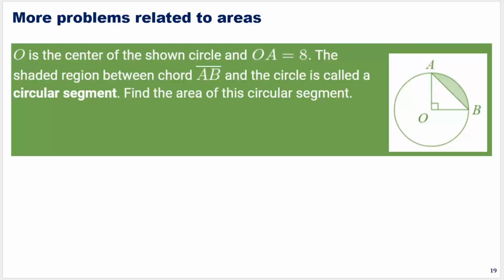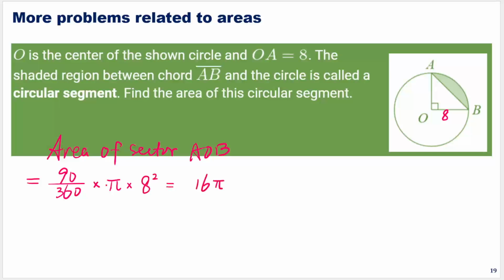All right. Yeah. Let's have a look at the solution together. So basically, you're finding the difference between the sector AOB and triangle AOB. So the area of sector AOB is, we have 90 degrees over 360 degrees times pi r squared, right? So r is 8 here. So this gives us 16 pi, right?